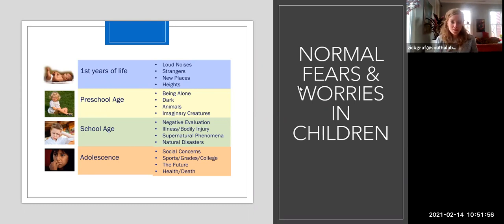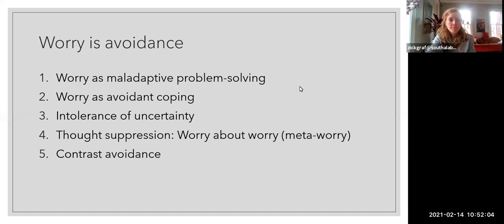And then by adolescence, the topic of normative worries and also the topic of worries in GAD is basically pretty similar to adult content. So in this lecture, I'm really going to focus on the role of worry as a perpetuating factor in generalized anxiety disorder and as basically a form of avoidance. So we're going to talk about 5 different ways that worry can function to perpetuate the symptoms of GAD and that worry can serve as avoidance.